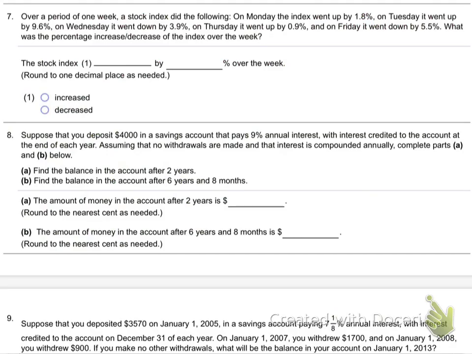All right, so over a period of 1 week, a stock index did the following. On Monday, the index went up 1.8%. On Tuesday, it went up 9.6%. Wednesday, it went down 3.9%. Thursday, it went up 0.9%. Friday, it went down 5.5%. What was the percentage increase or decrease of the index over the week?